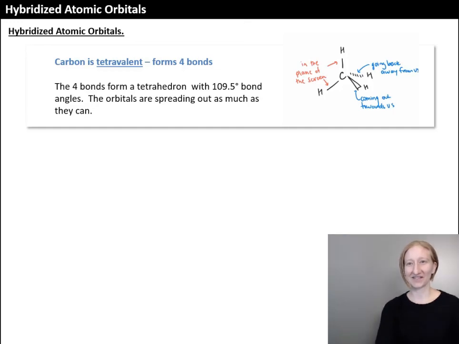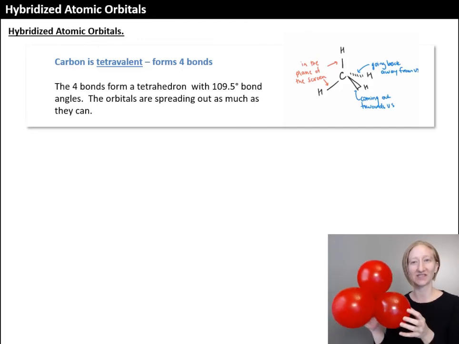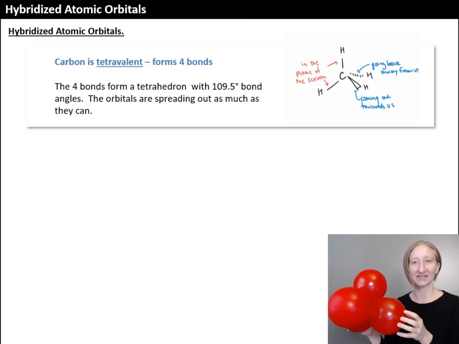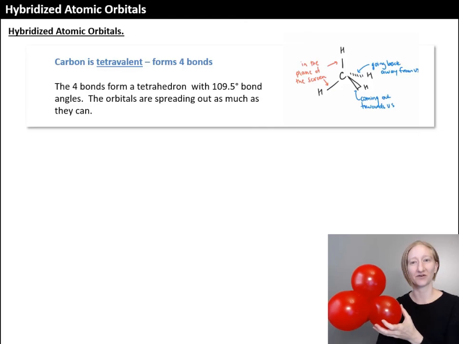And as silly as it is, I like to illustrate the tetrahedral geometry with balloons. Okay, if we tie 4 balloons together and just see how they fall, what you get is a tetrahedron. And that's because this geometry allows the balloons, or the orbitals, to spread out as far as possible from one another. And this spread out configuration is the most stable. It minimizes electron repulsion.